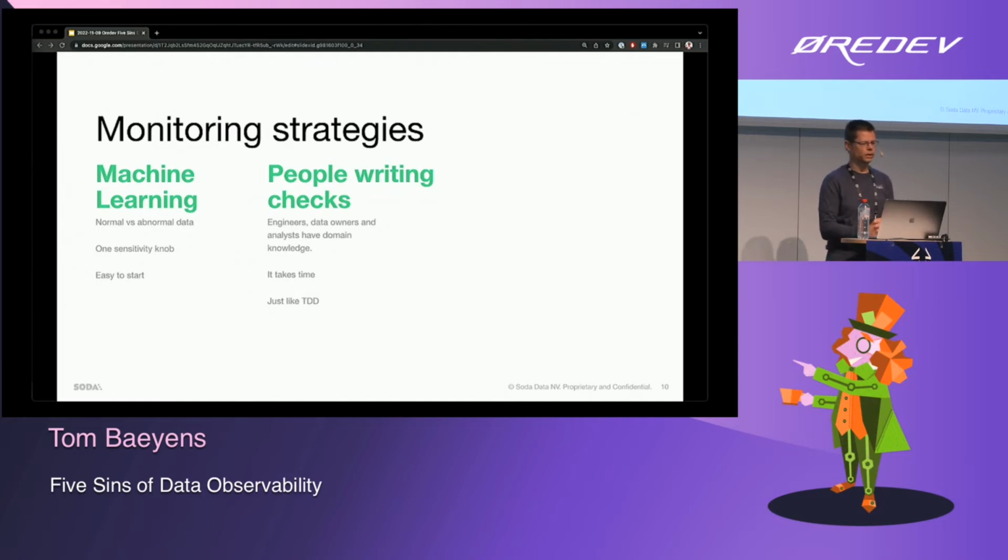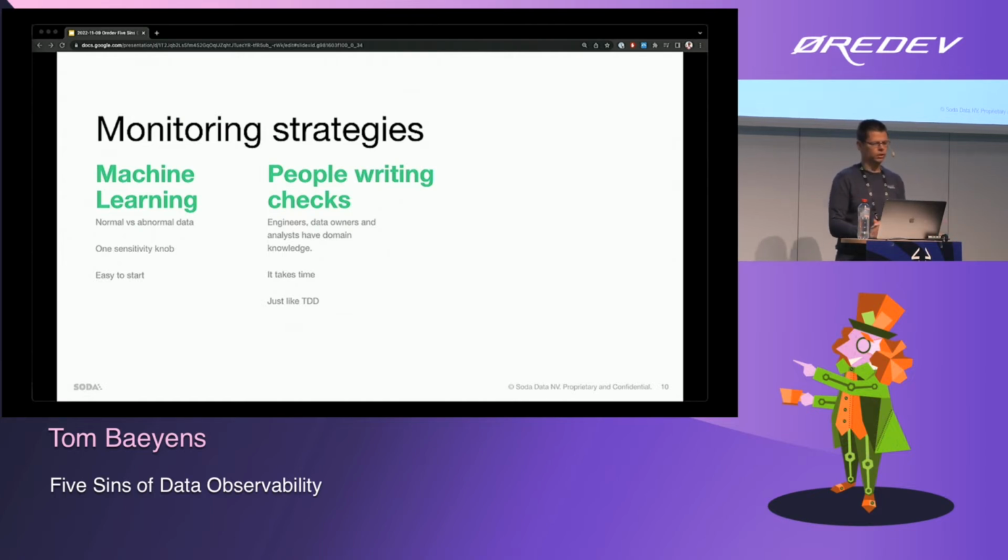too much on machine learning is kind of dangerous because it can get noisy. Fully automated solutions only have one sensitivity knob. So if you turn it too loose, then you will miss important data issues. And if you turn it too sensitive, you get way too many alerts. So that's the danger right there.